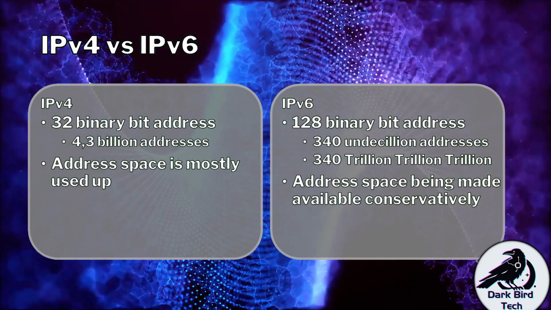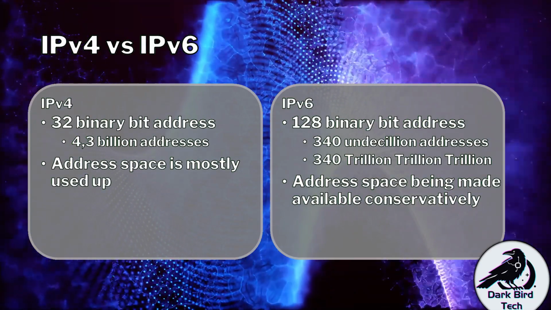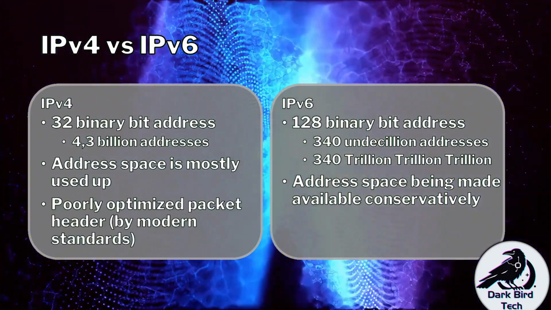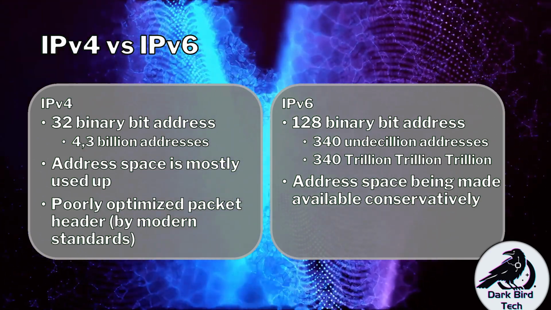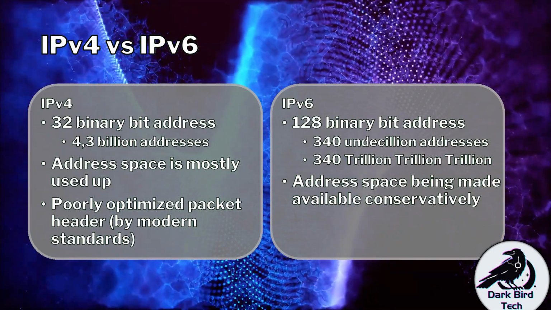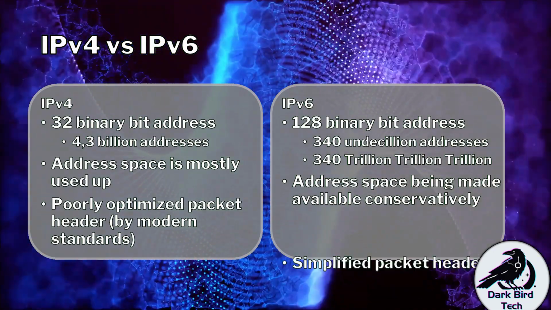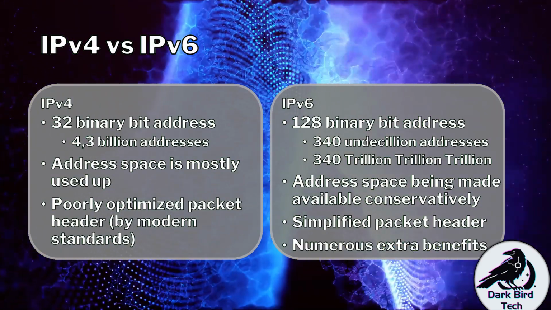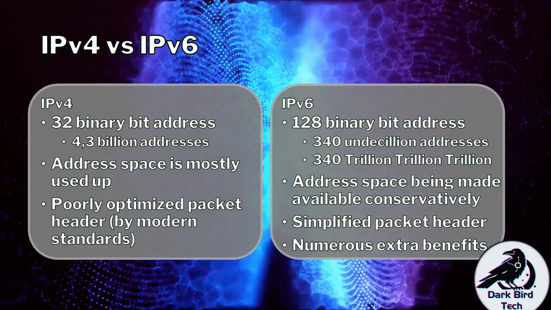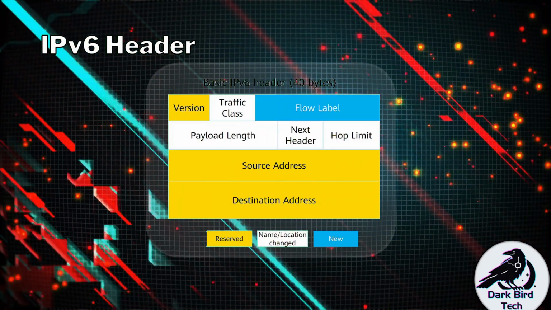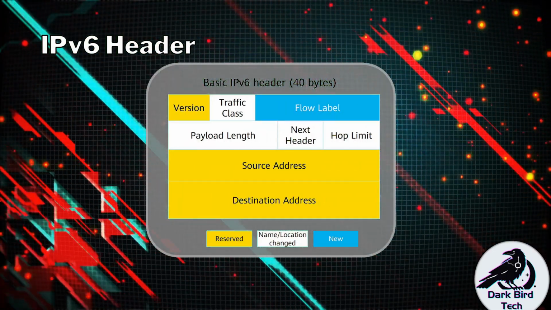There are a couple of other differences between IP version 4 and version 6. One of which is that IP version 4 has a very poorly optimized packet header, at least by modern standards. Whereas IP version 6, on the other hand, has a very straightforward and simplified packet header, and a couple of other benefits as well that are a little bit beyond the scope of Network Plus. But let's have a look at the new IP version 6 header.